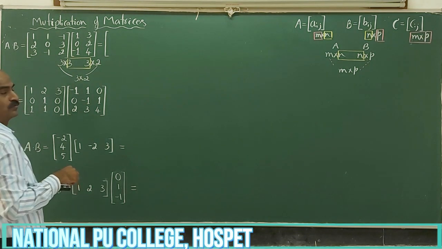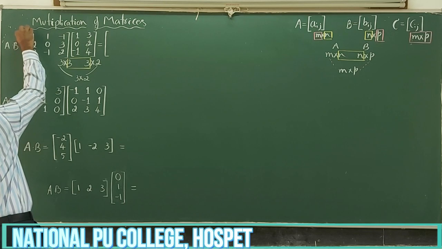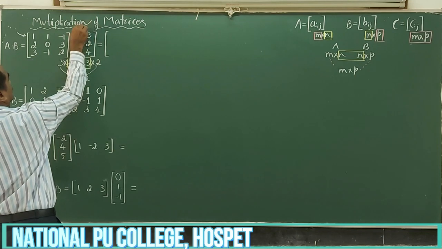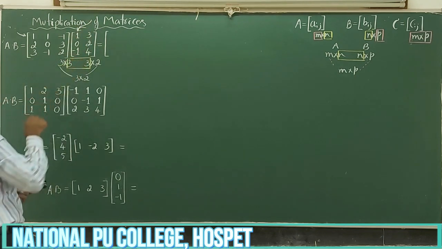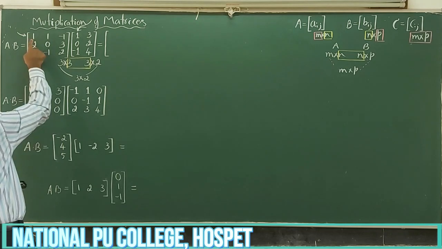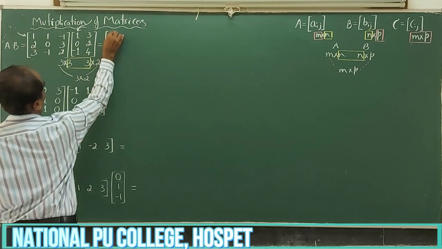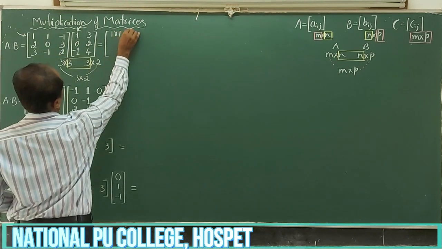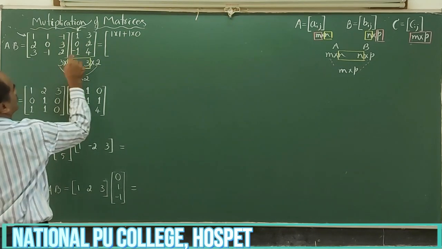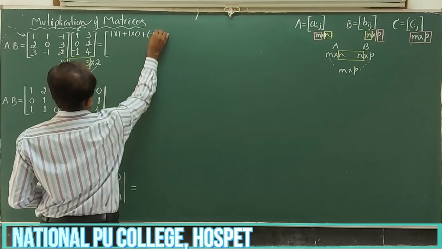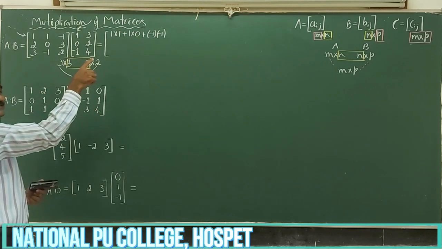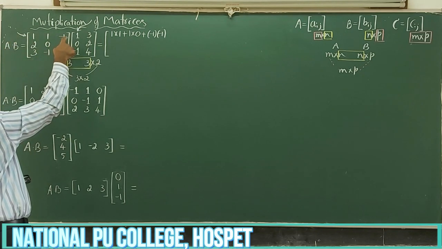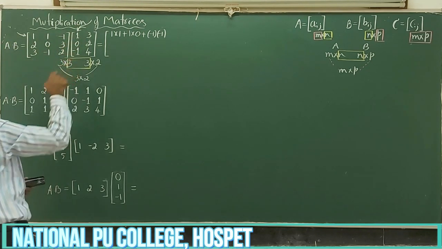What is the procedure to multiply? Take first row elements of the first matrix, 3 elements are there. Take first column elements of the second matrix, 3 elements are there. Make pair of elements. 1 with 1, 1 with 0, minus 1 with minus 1. This is the resulting element present in first row, first column, because we took first row of the first matrix, first column of the second matrix.